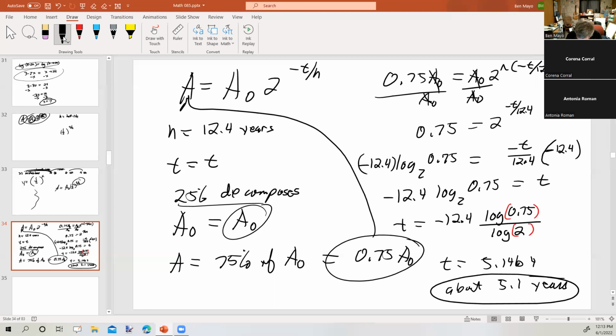Now, a lot of algebra went on there. Did I lose you anywhere? Okay, I kind of got lost when you changed it to negative 12.4. Oh, okay. So I had negative t over 12.4. So by multiplying it by negative 12.4, the negatives became positive. Oh, okay. Otherwise, I would have had negative t, but I didn't want negative t. I wanted positive t. I just took care of it all at once.